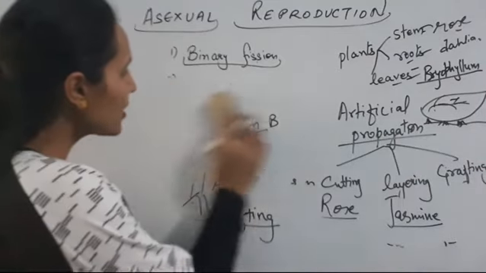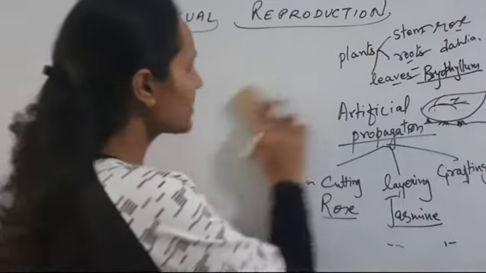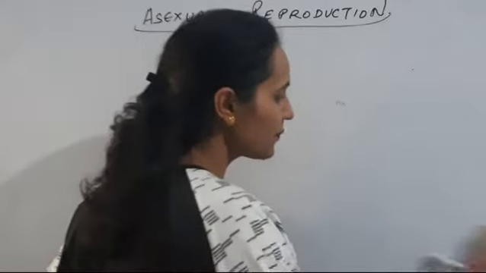So that's all about vegetative propagation, where I have explained artificial propagation and vegetative propagation, which are examples of asexual reproduction. Clear? In the next class we will discuss sexual reproduction in human beings.